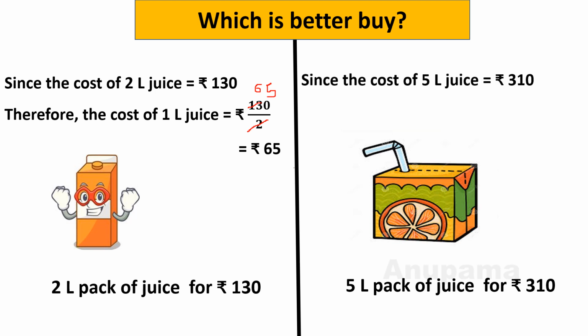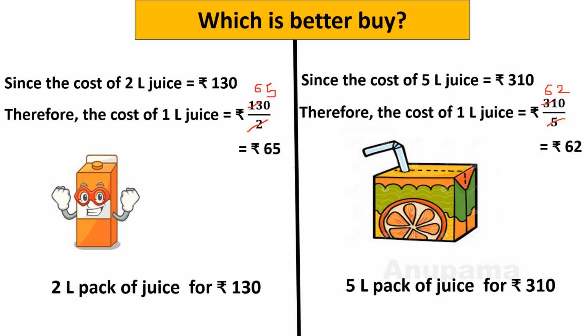Since the cost of 5-liter juice equals rupees 310, therefore the cost of 1-liter juice equals, yes, we will do division. 310 divided by 5, and to divide it is very easy. 5 ones are 5. 5 sixes are 30, remainder is 1. So here 5 twos are 10. So it is rupees 62. Therefore, the cost of 1 liter juice equals rupees 62 in this case.